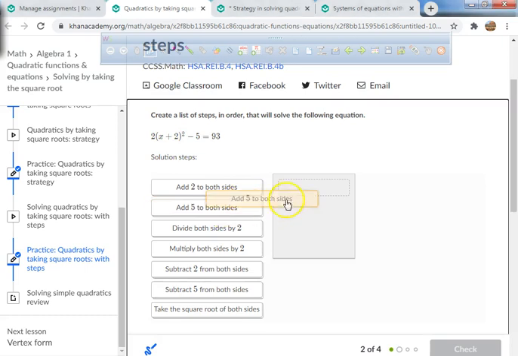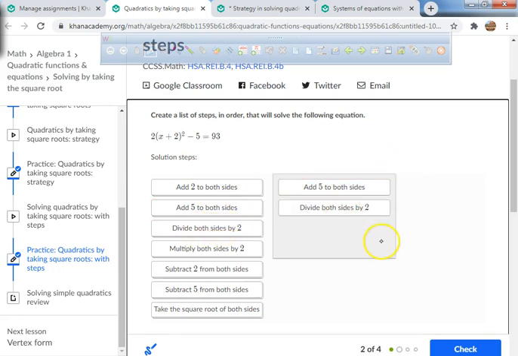Add 5 to both sides. So after we added 5 to both sides, what would we do? Divide by 2. Very good. Then after we divide by 2, what's going to happen? Take the square root of both sides. Boom. All right.